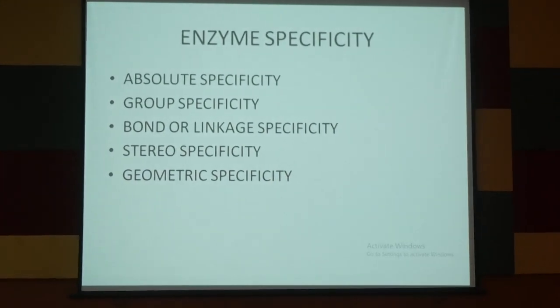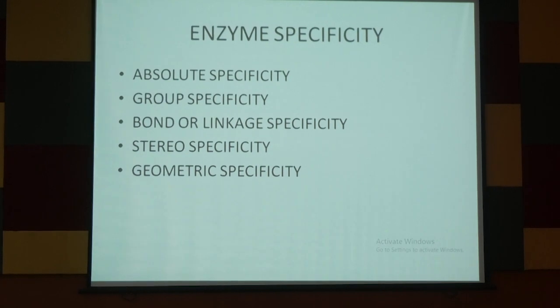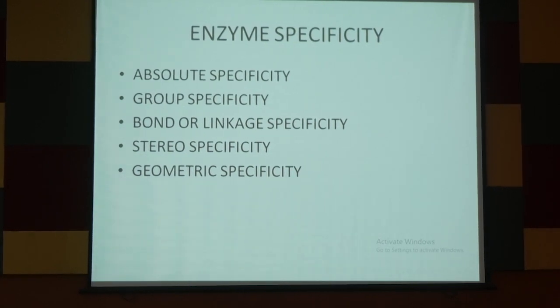Specificity of enzymes. Again, one important short question. You need to give examples. Absolute specificity: glucokinase, specific for glucose only. No other carbohydrate, no other hexose sugar. Absolute specificity means specific for a single and only that molecule.